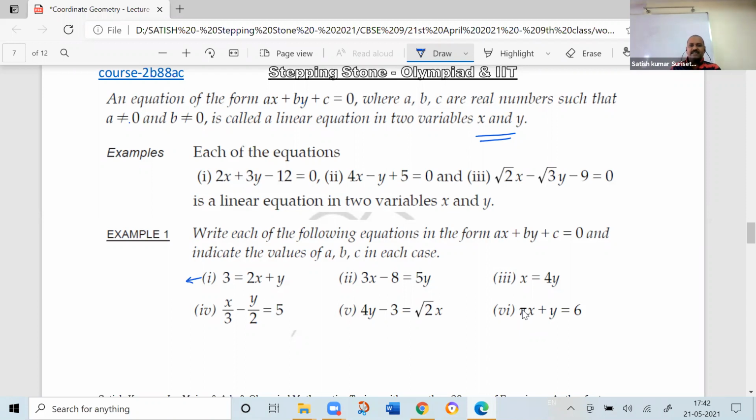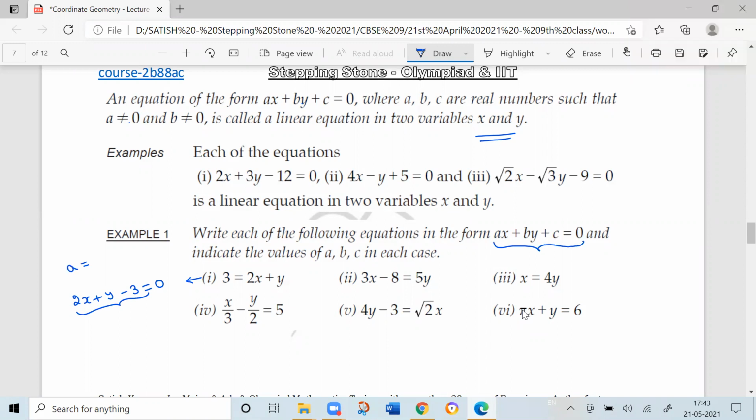3 equal to 2x plus y. Now, either you can take 3 to the right side or 2x plus y to the left side. Let us take 3 to the right side. Then what will it be now? 2x plus y minus 3 equal to 0. Now you compare this equation with ax plus by plus c equal to 0. Now tell me what is the value of a, what is the value of b and what is the value of c. What is a equal to? 2. And b equal to? 1. And c equal to? Minus 3. Correct.